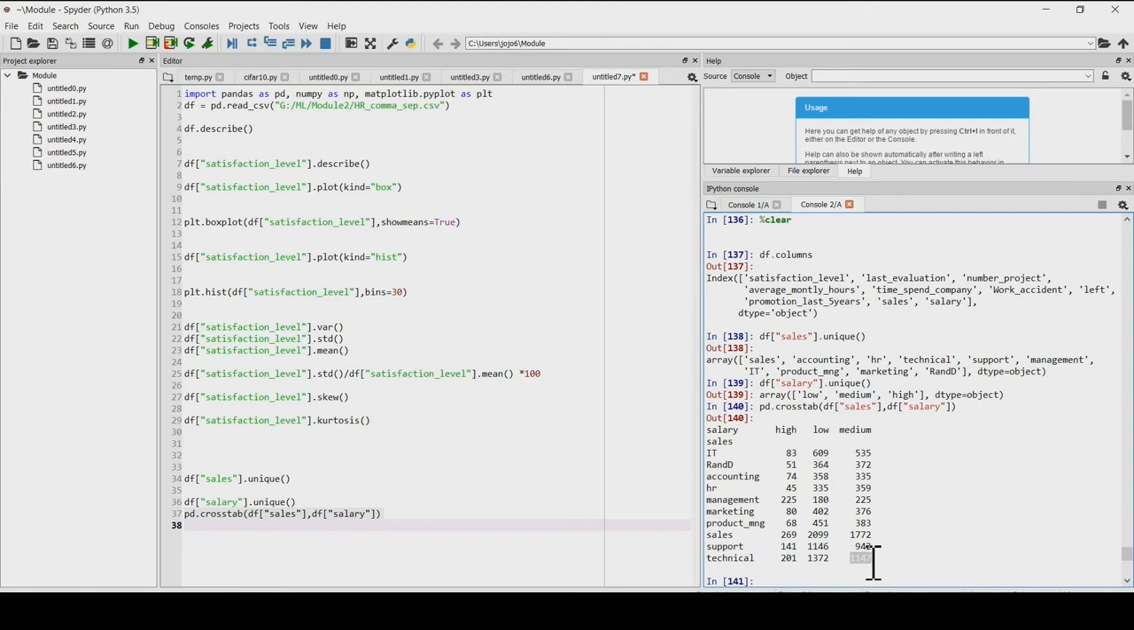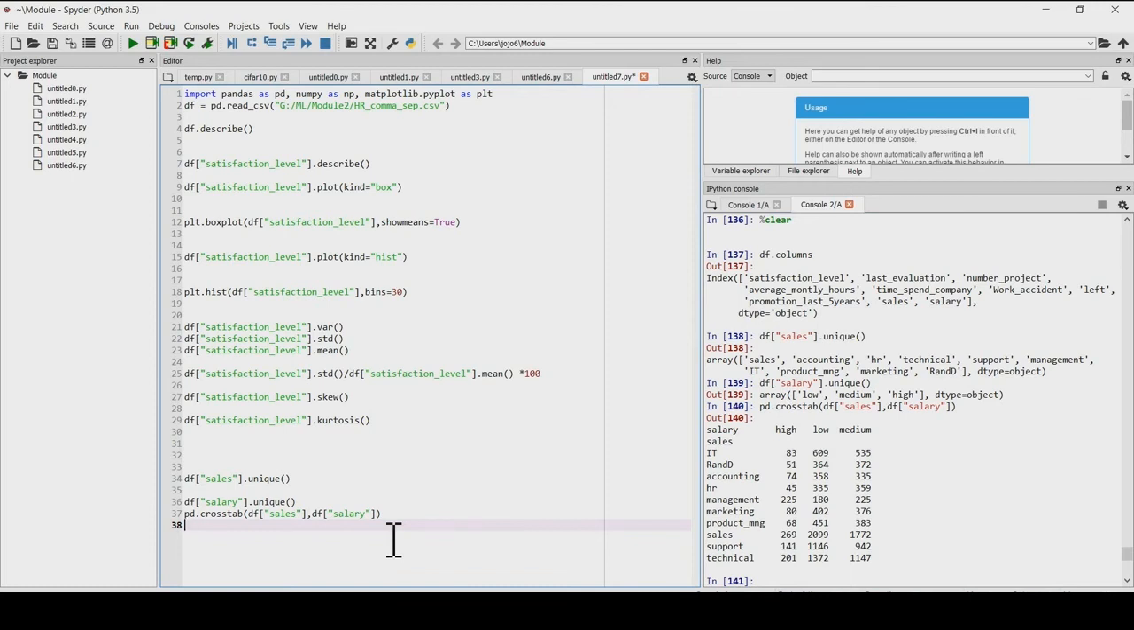Now, if you wanted to do some more math, you can say 83 divided by 83 plus 609 plus 535 and calculate the individual percentages for high, low, and medium. But that is not necessary in all scenarios. Let's plot a simple bar chart to understand how these numbers look. Rather than going through and scanning each number, we can simply plot and visually understand where we have the highest distribution.